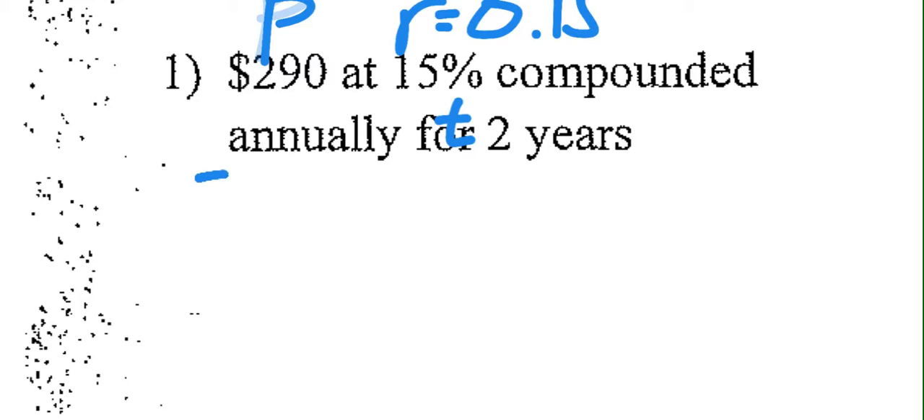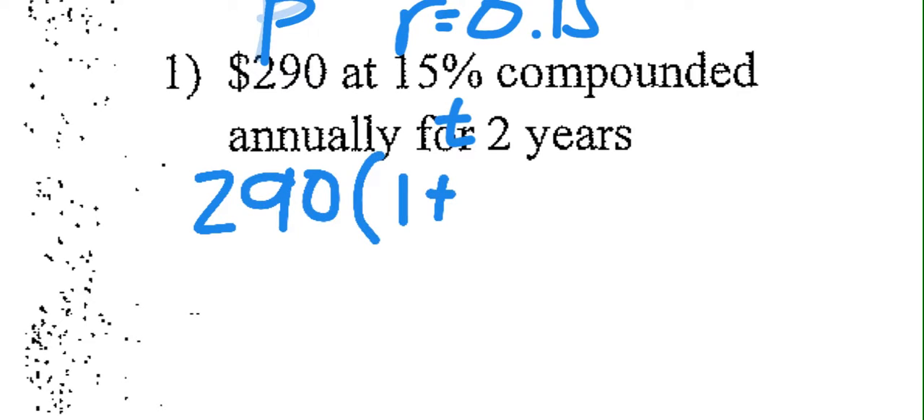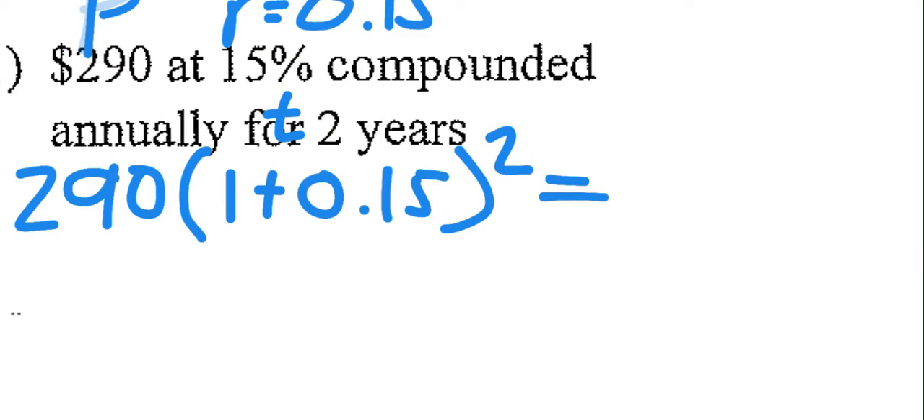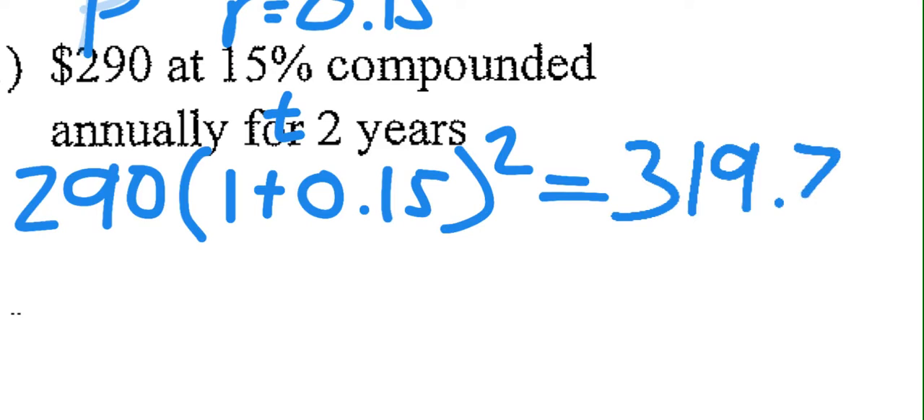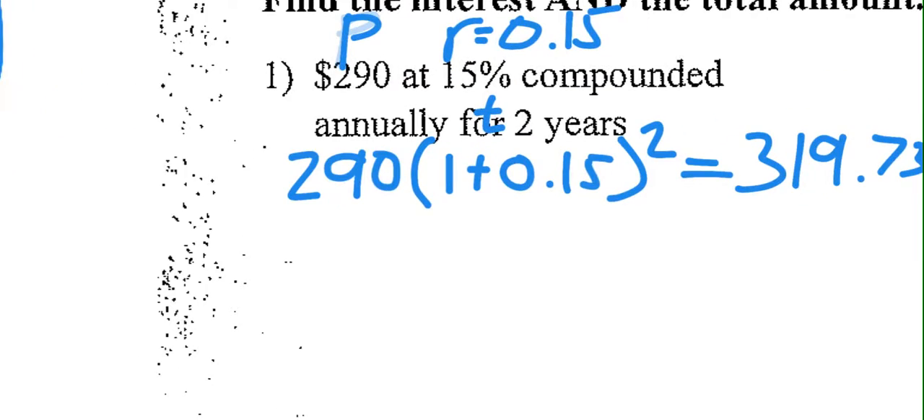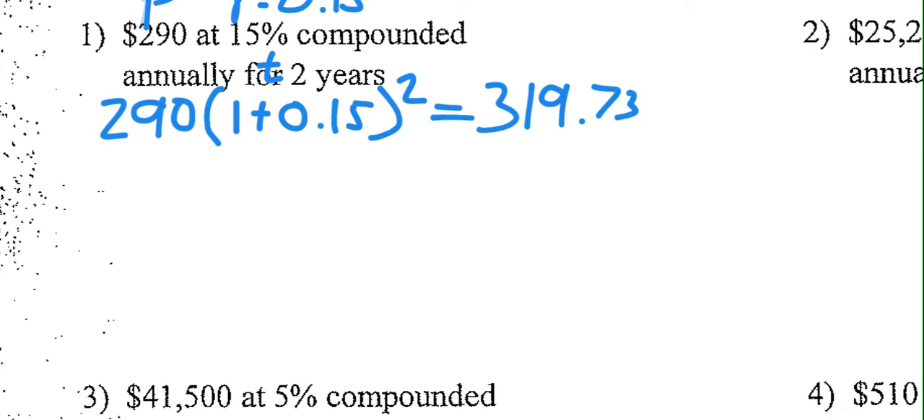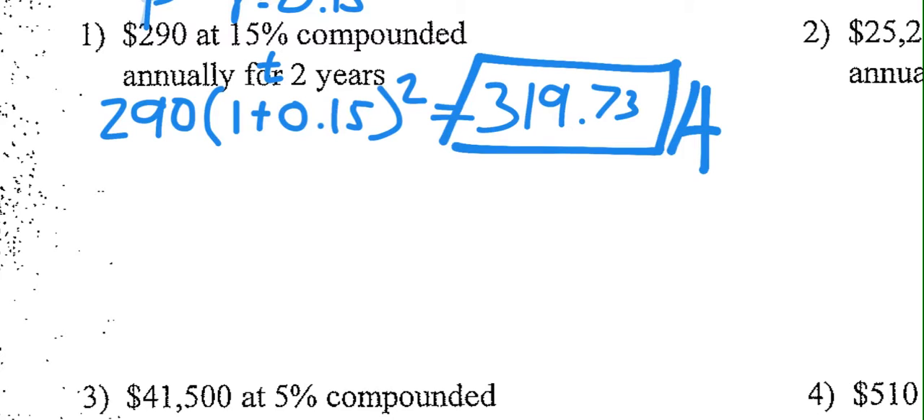So I have 290 as my principal. 1 plus my rate is 0.15. I had to do it to the power of 2 because that's my time. We had to round this a little bit, but this one comes out to $319.73. Now, I wanted both the interest and the total amount. So what we have right here is the total amount for that loan.